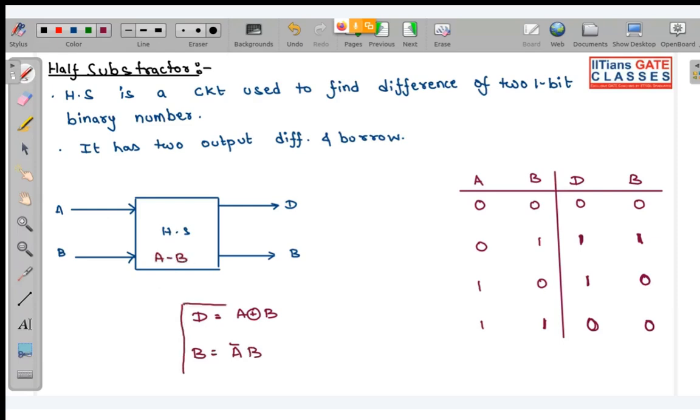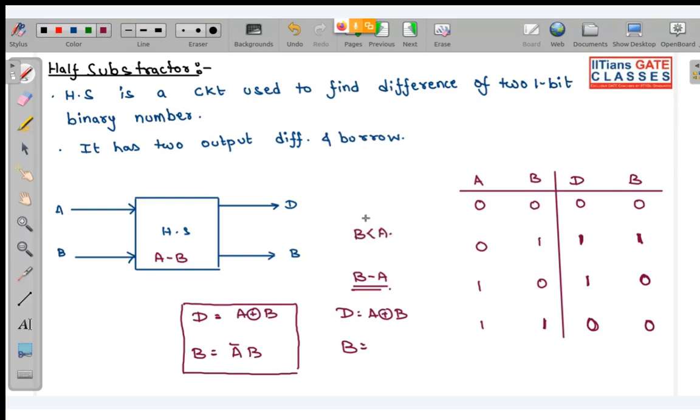But if I ask you what will happen if I do B minus A? So for B minus A, if you solve it, you will again see that difference will be A XOR B only. But borrow, it will happen. When do we get borrow? When your B is less than A.